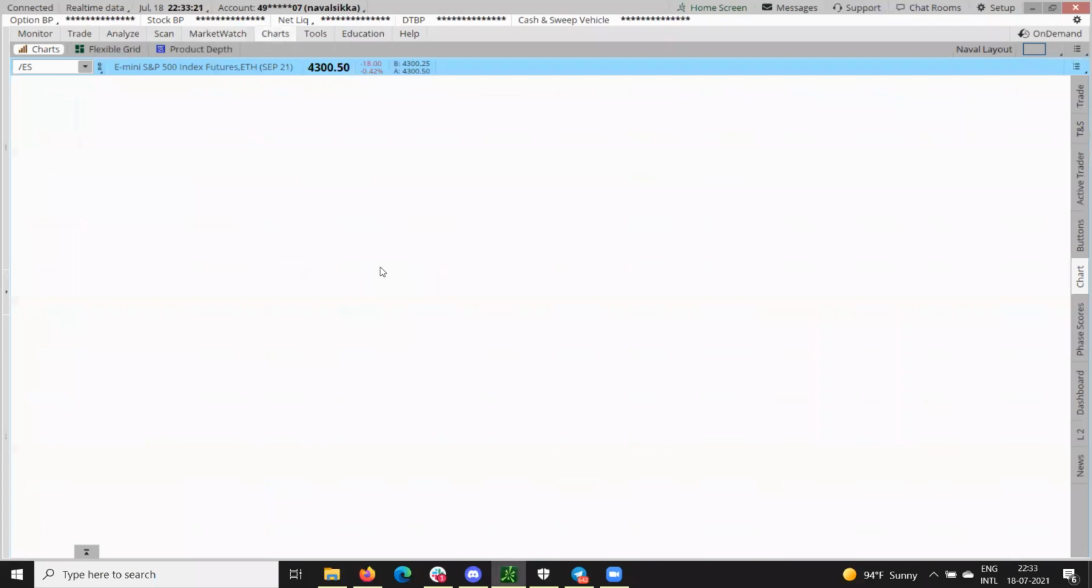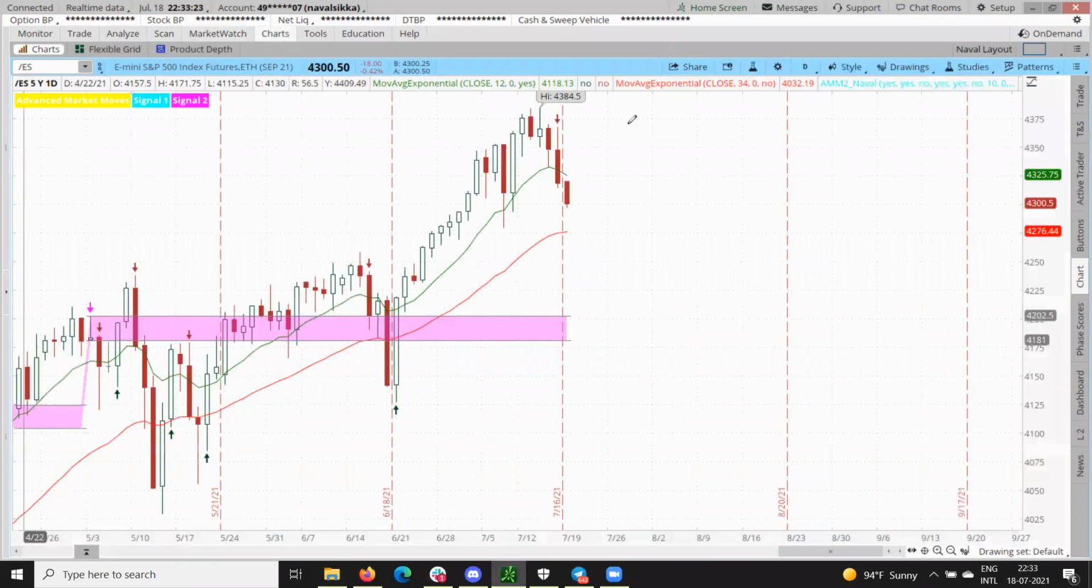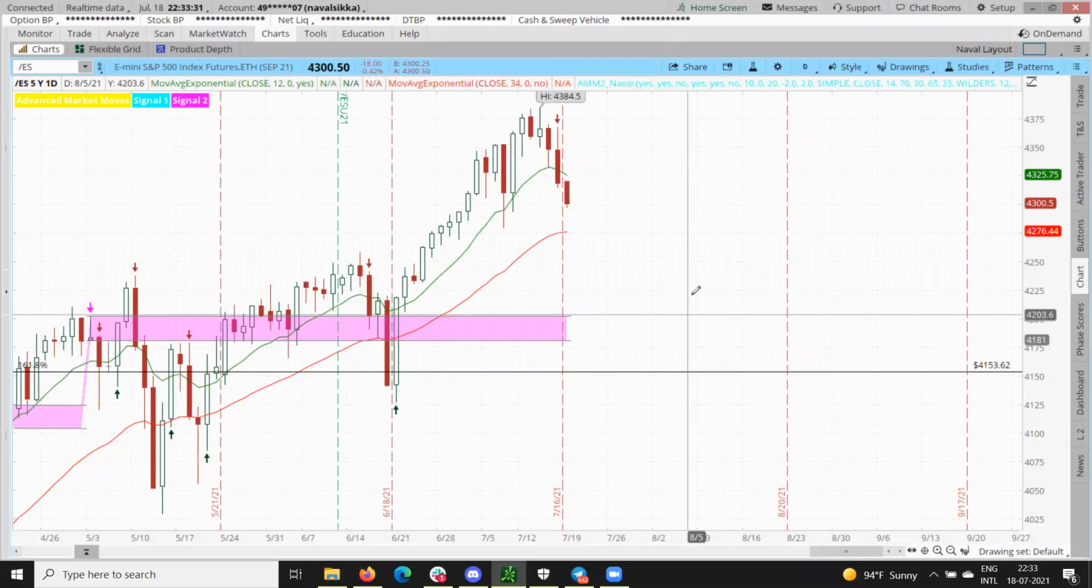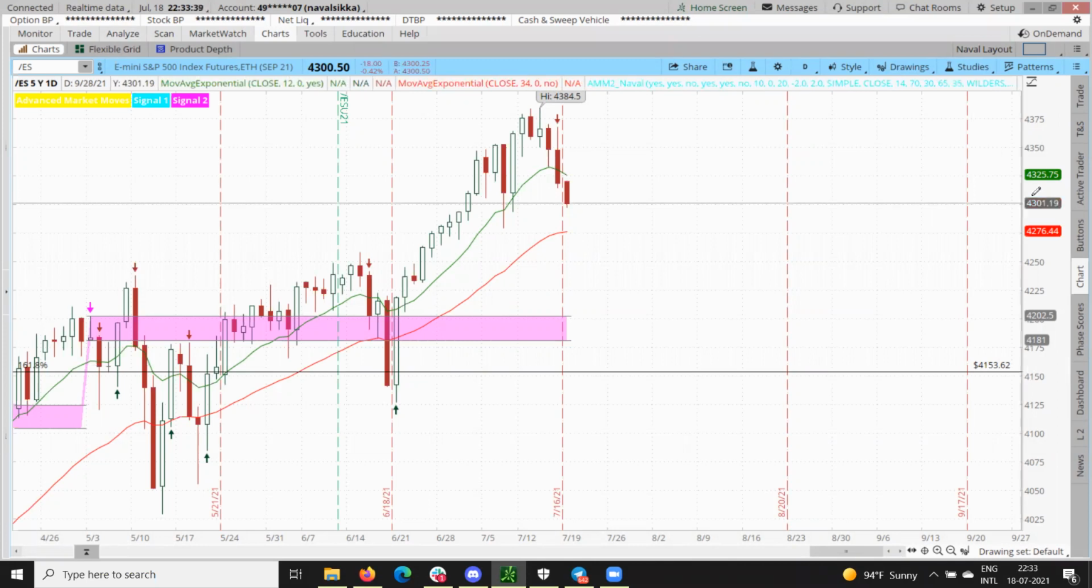So this is the chart structure which I follow. Let me just add everybody from the security. It's already on. So I use a very basic setup in terms of technical analysis.